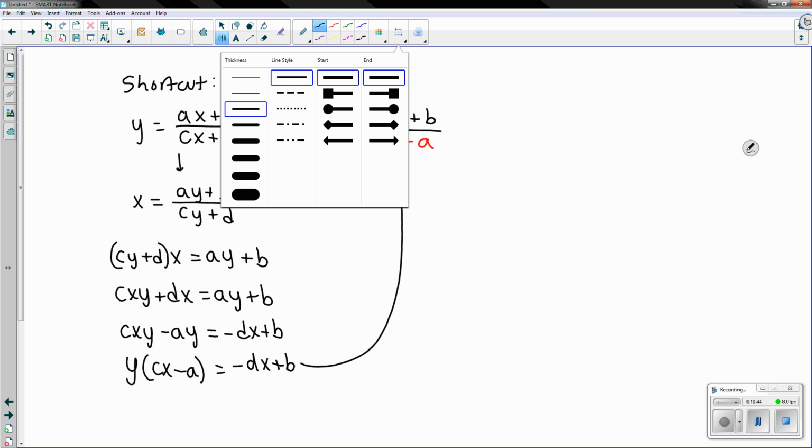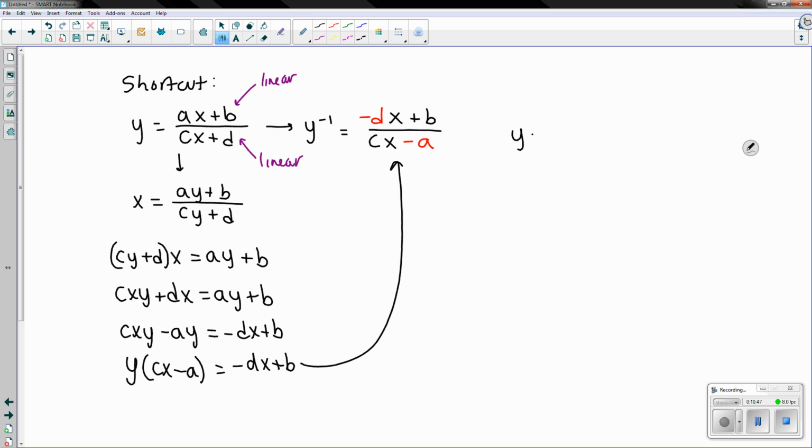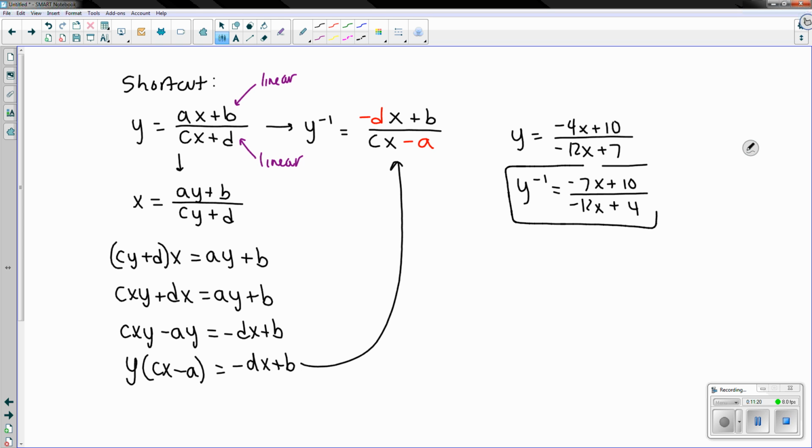And just to put it to application, let's say we start with something like this. So the inverse should be that 10 is going to stay fixed, that negative 12 stays fixed, that 7 moves to the top left, we got to change the sign. So it becomes negative 7, and that negative 4 goes to the bottom right, we got to change its sign. So this should be the inverse, and I will let you verify that on your own.